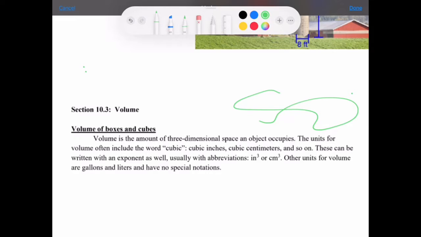Like, you know how in area we always have something squared as our units? Now for volume it'll always be something cubed. Other units in volume are gallons and liters and have no special notations, okay? Because gallons and liters are already symbolize the space that it takes up, the three-dimensional occupation.